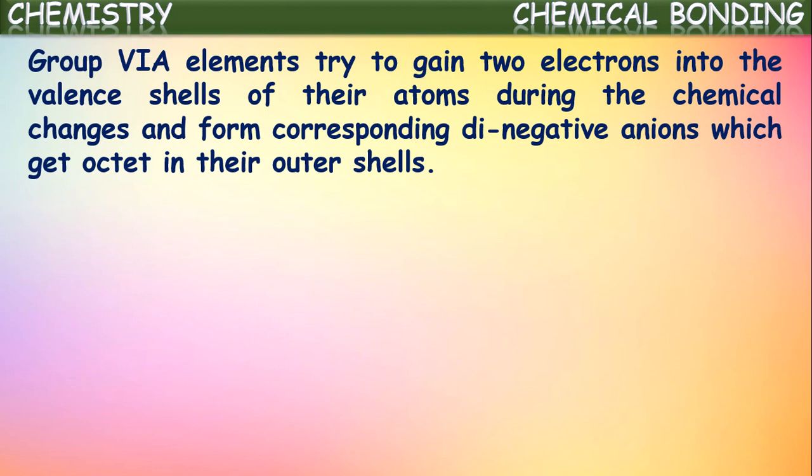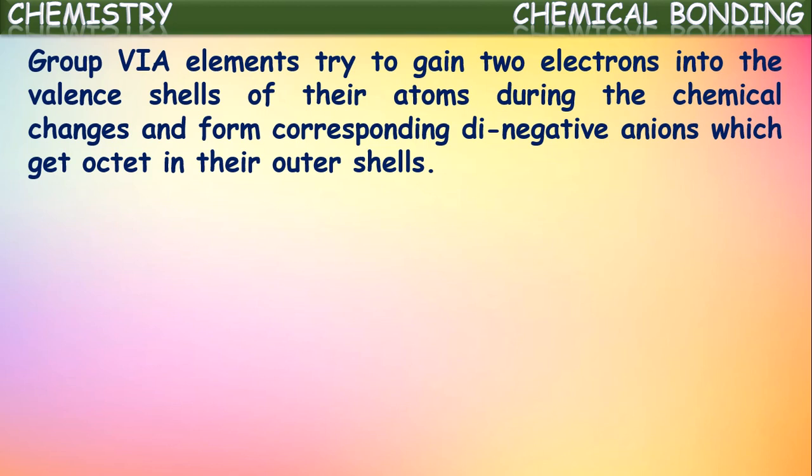That is why these 6th A group elements will try to gain 2 electrons into the valency shell of their atoms during chemical changes and form corresponding di-negative anions, which get an octet in their outermost shells. By gaining 2 electrons, they get the octet configuration of the nearest noble gases. So that's why they form di-negative anions in chemical changes by gaining 2 electrons.